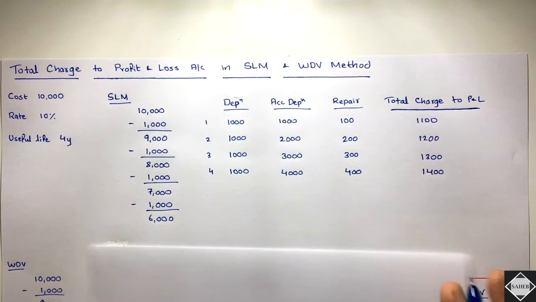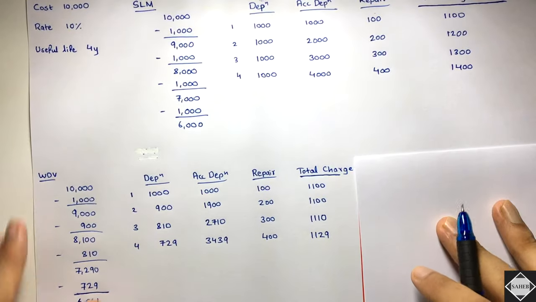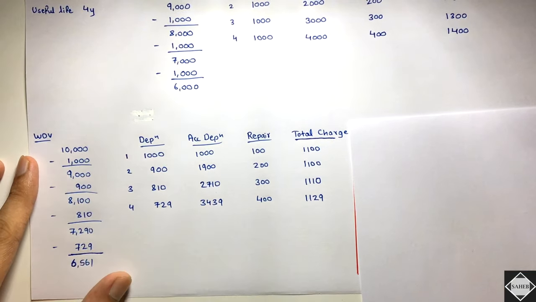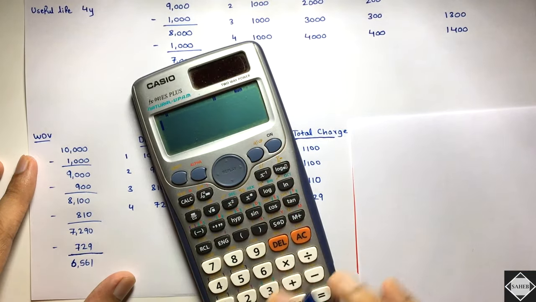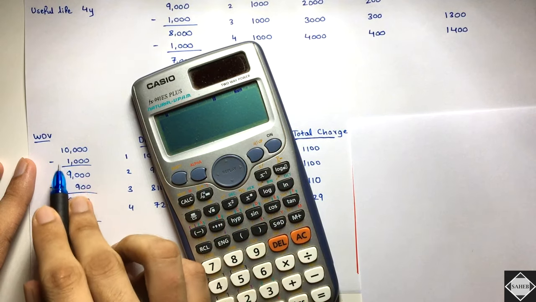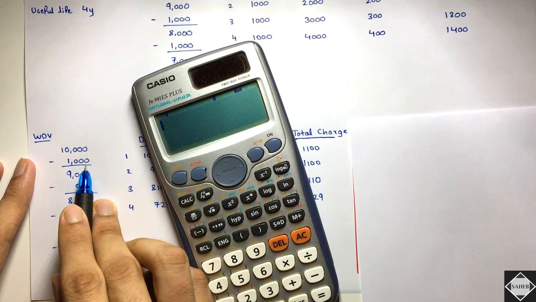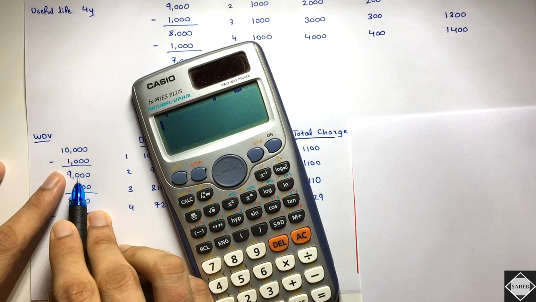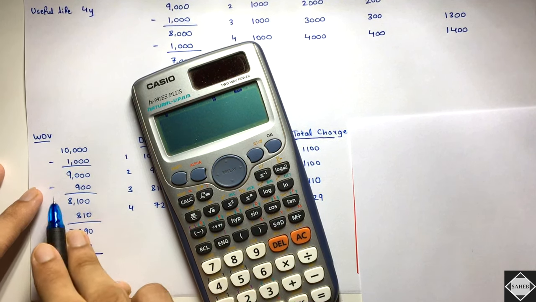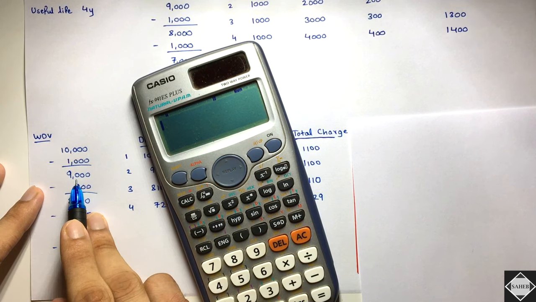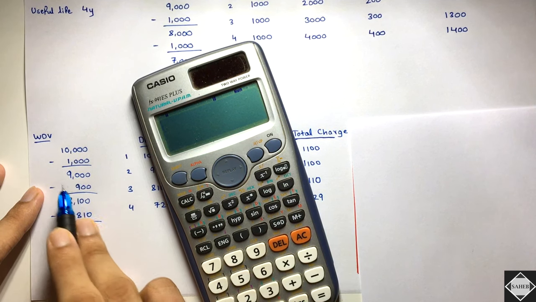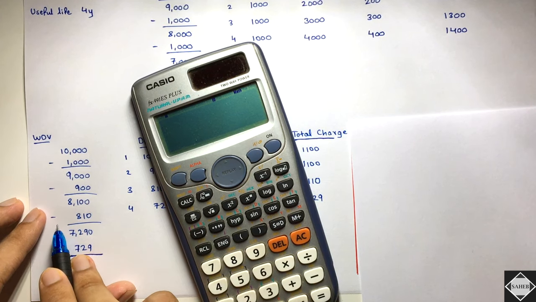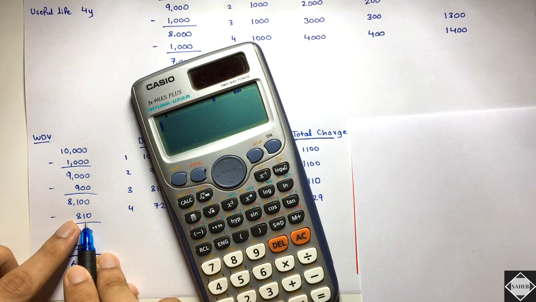Now let's understand the written down value method. In the written down value method, what will you do? You all know. First, you will take 10,000, and 10% is the rate. So 10% on 10,000 is equal to 1,000. So 10,000 minus 1,000 is equal to 9,000. 9,000 is the book value, written down value, carrying value, whatever you want to call it. Then again, the next 10% will be calculated on this 9,000, which is equal to 900. So 9,000 minus 900 is equal to 8,100. Then you will calculate 10% on this 8,100, which is equal to 810.